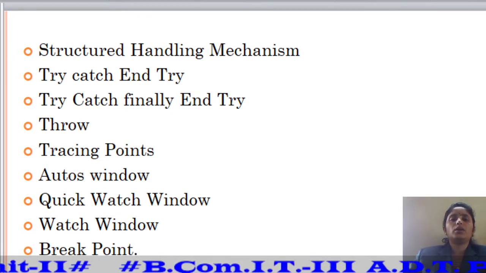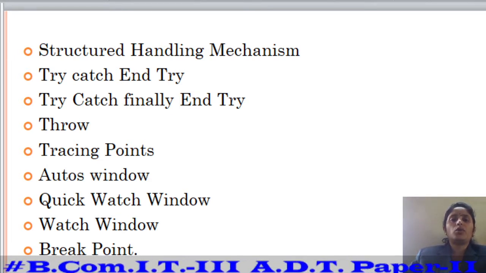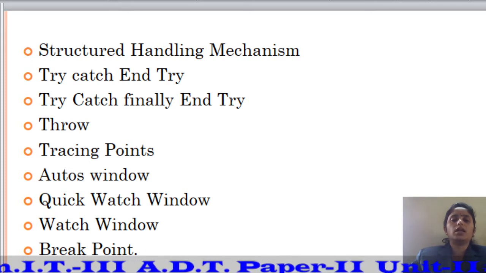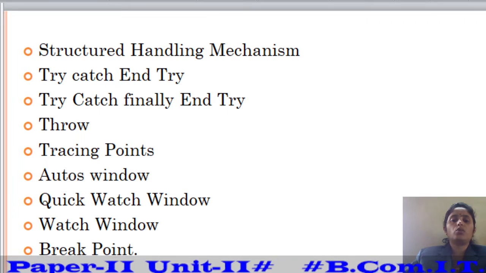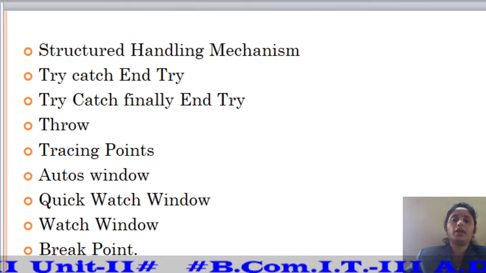After that, we are going to learn about the tracing points. In the tracing points, the first is the Autos window, the second is the Quick Watch window, the third one is the Watch window, and the last one is the Breakpoint.